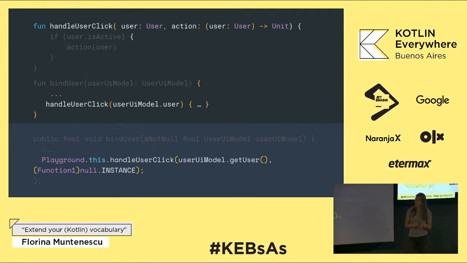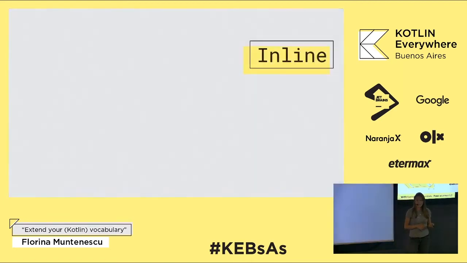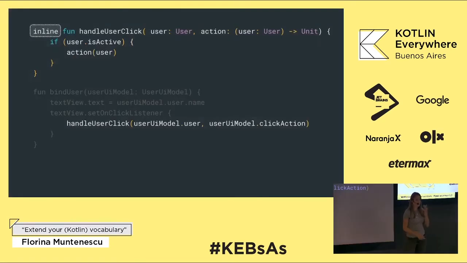Okay, so this means that if we would call this handle user click in a ton of places, let's say that it would be a utility method that we would end up using a lot, we would create that new function object again and again and again. Unnecessary? Unnecessary if we use the inline keyword.